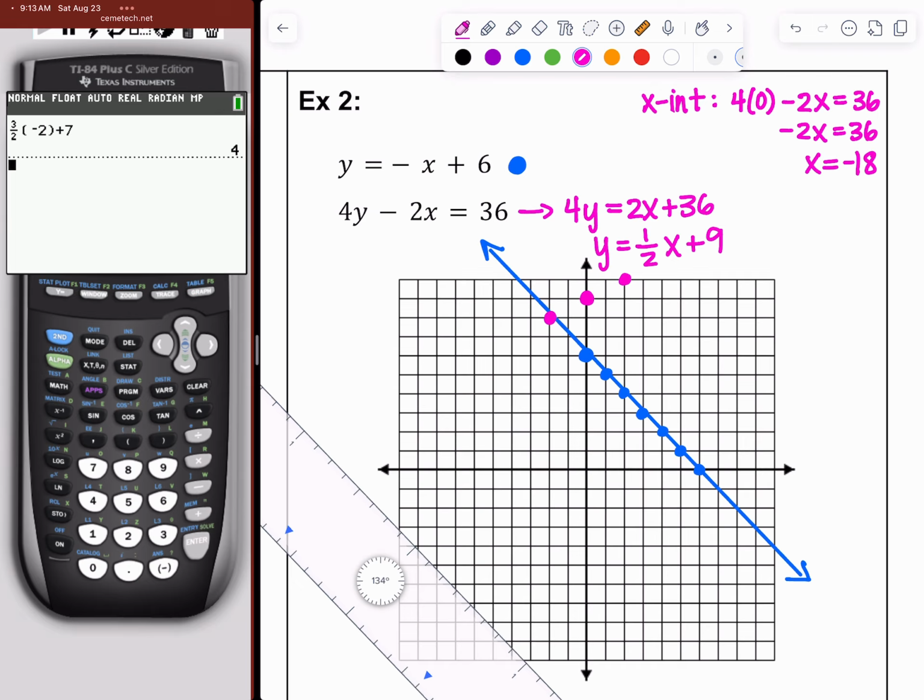Let me make sure this line is actually going through the middle of those points correctly. I just need to shift that over a little bit.